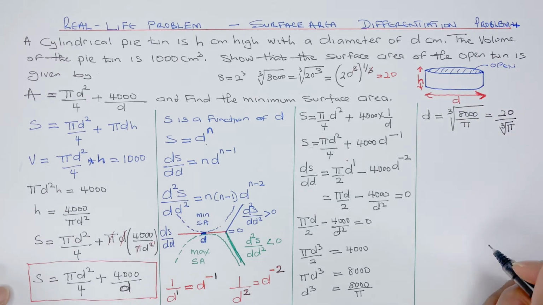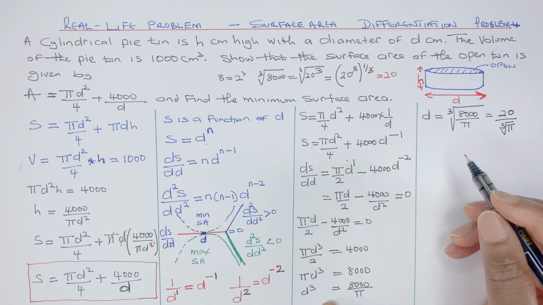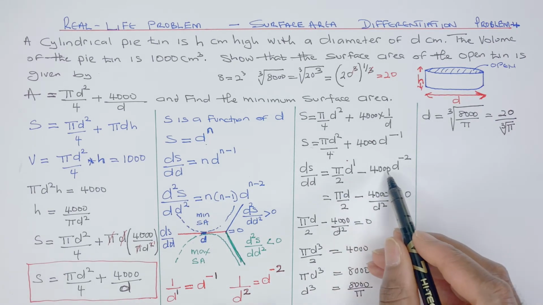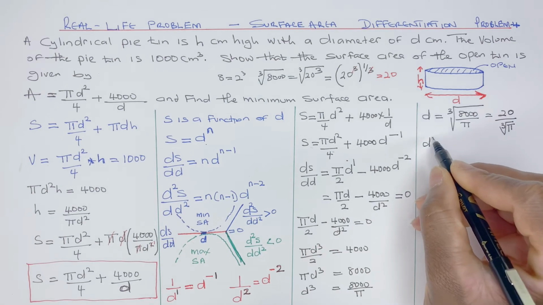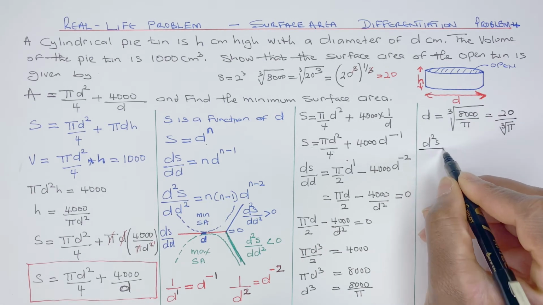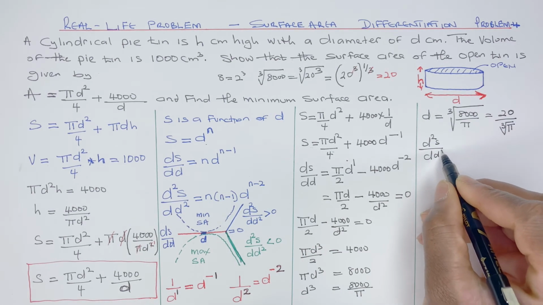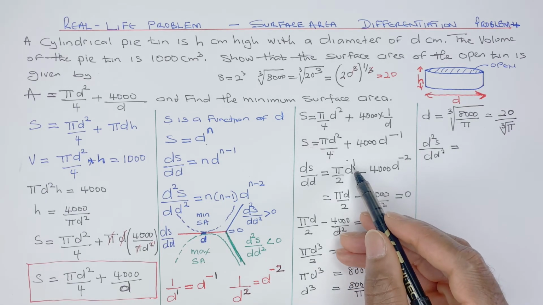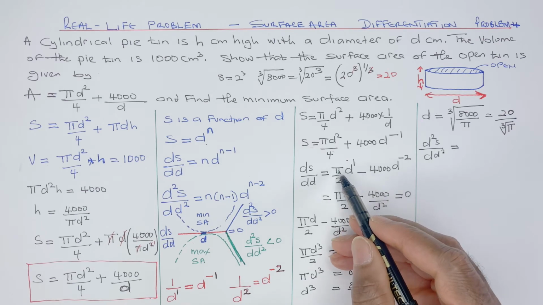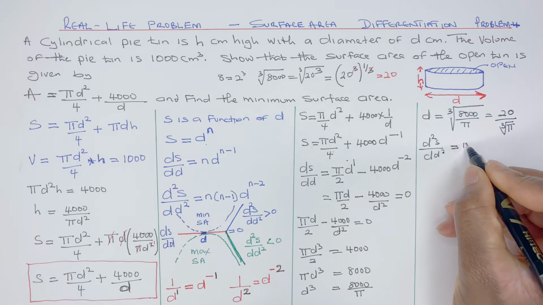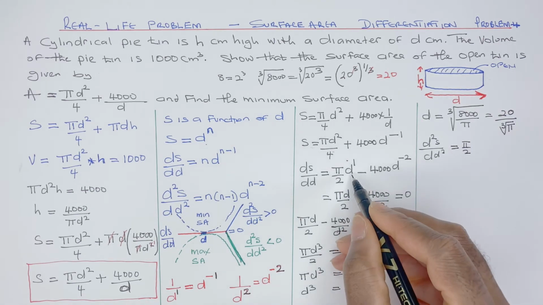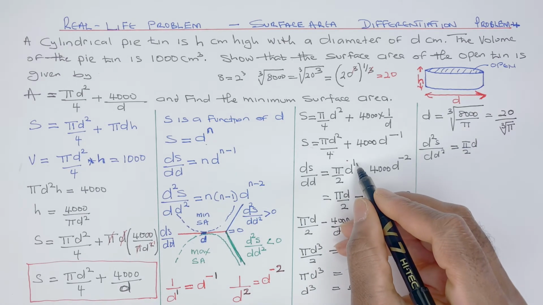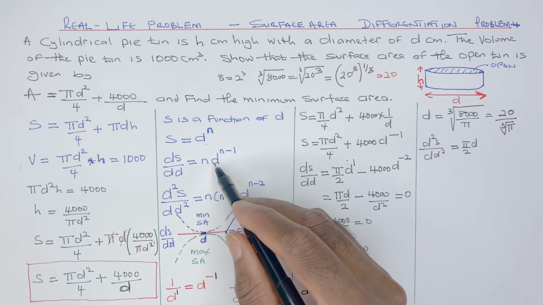So that's what d is. Now find the second derivative, which means I need to differentiate that again. The d²s over dd² will be equal to, well, that's d to the power of 1. That means 1 times pi over 2 is pi over 2. Then d to the power 1 minus 1, because I'm just doing that again.